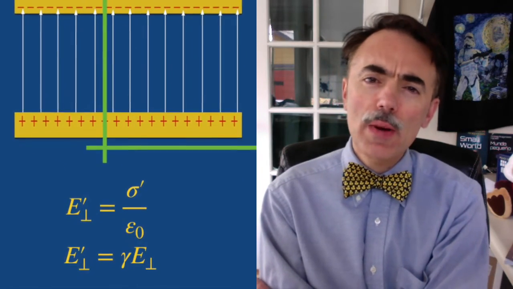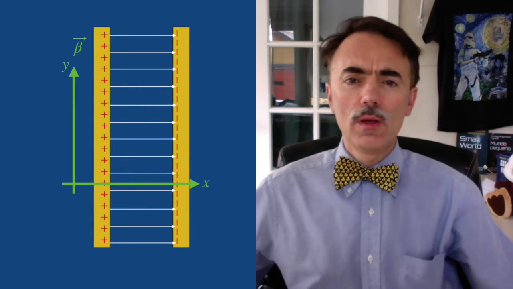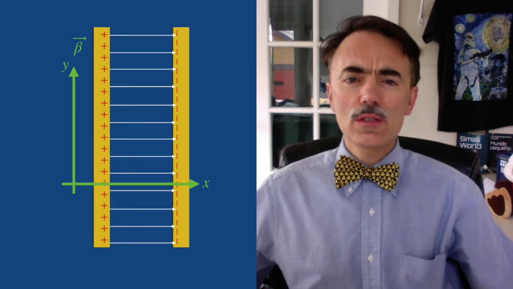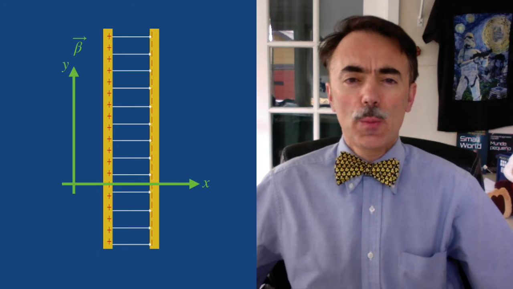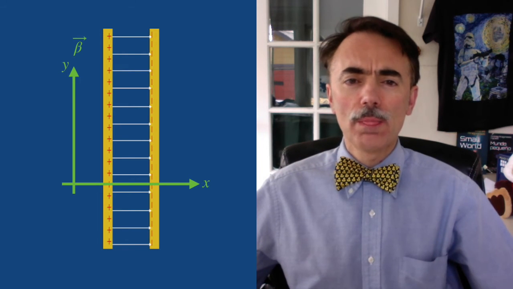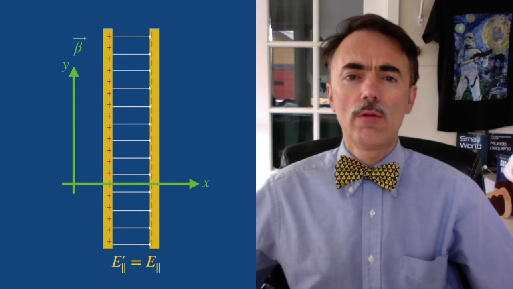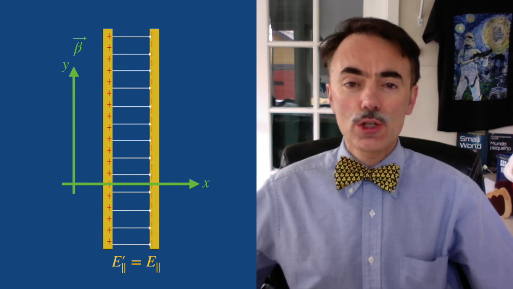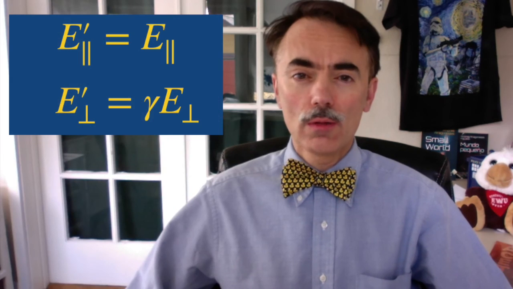Now let's consider a capacitor that is vertical instead of horizontal, and we observe it from the moving frame. In this case, the distance between the plates is shorter, but the surface area is the same. The electric field does not depend on the distance, and we find that the electric field parallel to the motion of the frame does not change. E parallel prime is equal to E parallel.